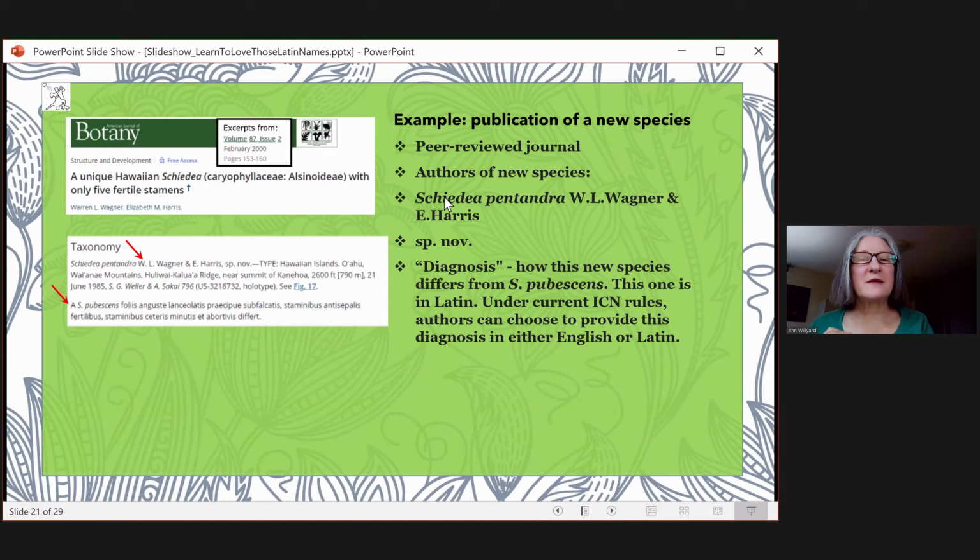So how does a species get published? I'm going to give you just a quick example of one new species. Some colleagues of mine published a new species in Hawaii called Schiedea pentandra. And first of all, under current rules, this was not true back in the 1700s, it had to be a peer-reviewed journal.